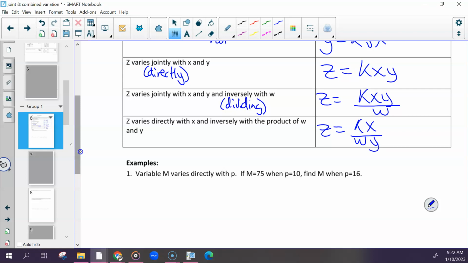So it's all about paying attention to what the words say and knowing how to do whatever with the words. So directly with x means we're multiplying, if you want to write that as a side note. Inversely, we're dividing again. Product, W and Y have to multiply together. So if you can pick out the pieces and parts, you can put them all together. Okay, questions on any of those before we get into some actual examples?